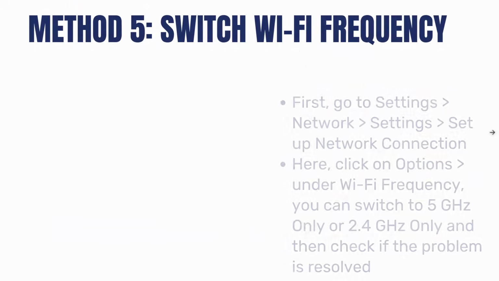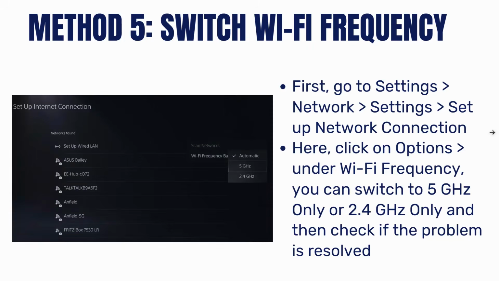Next is to switch Wi-Fi frequency. For that, first go to settings, click on network, click on settings, click on set up network connection. Here click on options. Under Wi-Fi frequency, you can switch to 5 GHz or 2.4 GHz and then check if the problem is resolved.